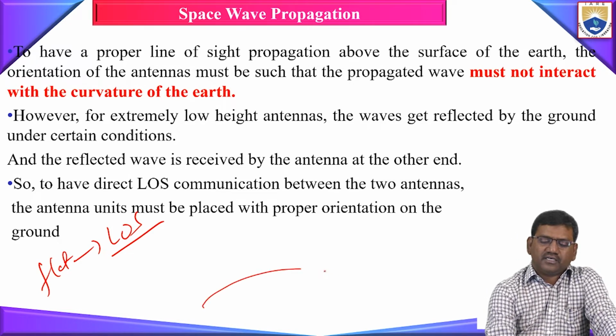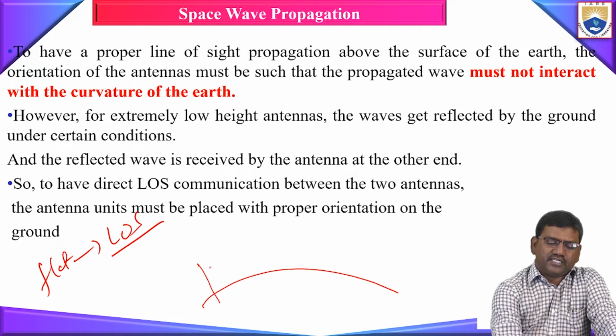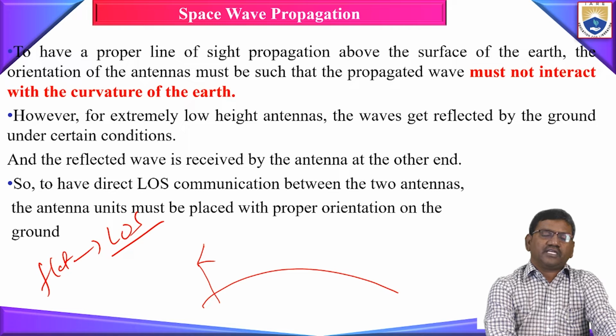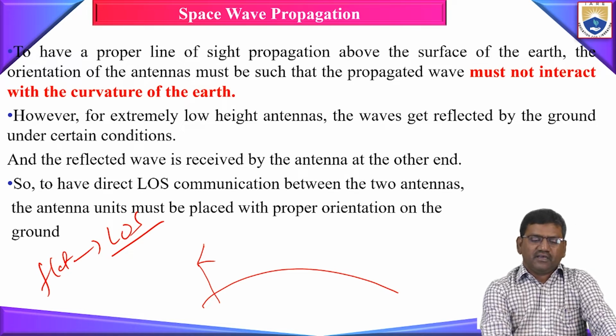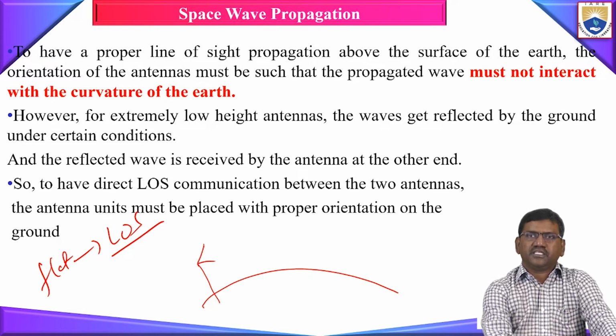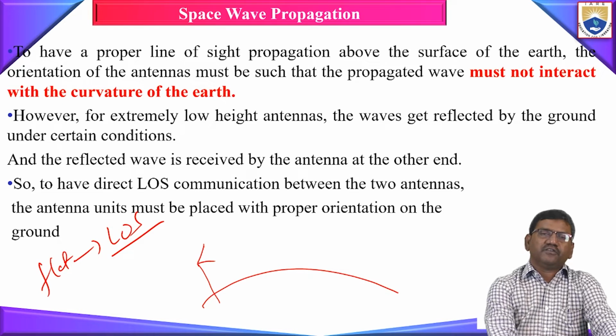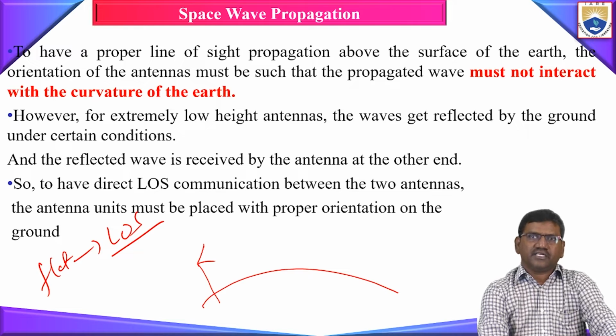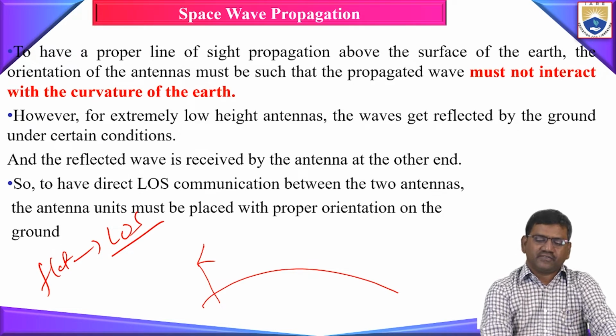But in the case of curved earth, for achieving line of sight communication, we need to place the receiving antenna in such a way that it is directly aimed towards the transmitting antenna. That means the signal that is transmitted must be directly received by the receiving antenna. In such a way, we need to increase the height of the receiving antenna according to the curvature of the surface of the earth.